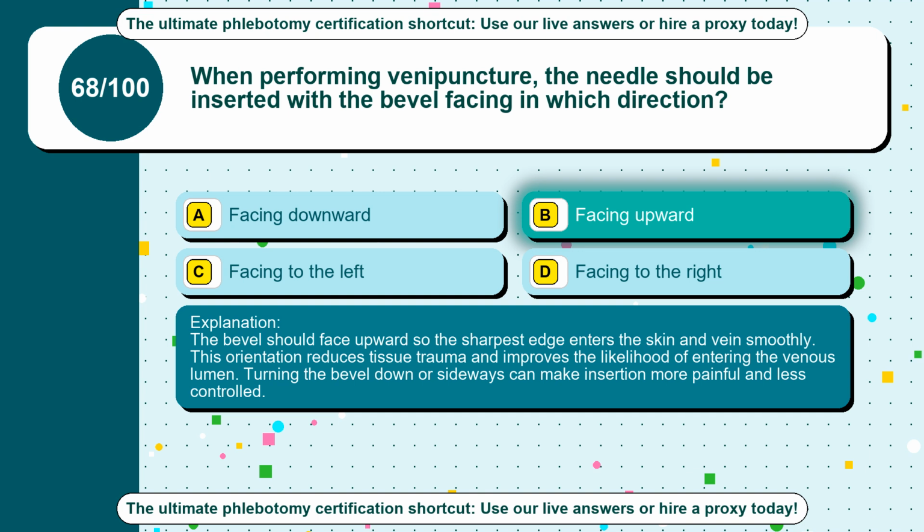This orientation reduces tissue trauma and improves the likelihood of entering the venous lumen. Turning the bevel down or sideways can make insertion more painful and less controlled.